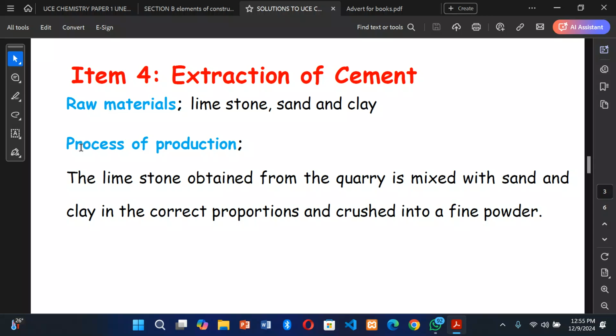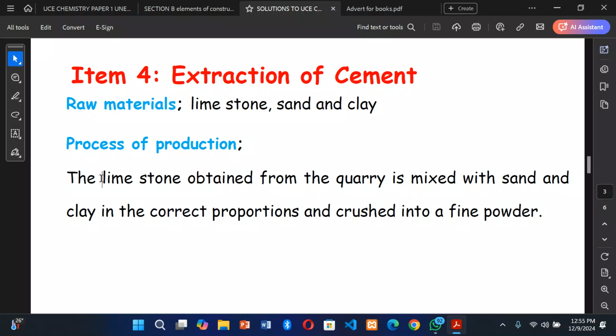Then we go to the process of production. In the process of production, we make sure we talk about the vessel, the chemical process, and the conversion to the desired product. We also talk about coherence. We don't state it, but we make sure that our process is aligned from step 1 to the second step in a chronological manner. Then finally, the purification process. So let's begin the process of production of cement.